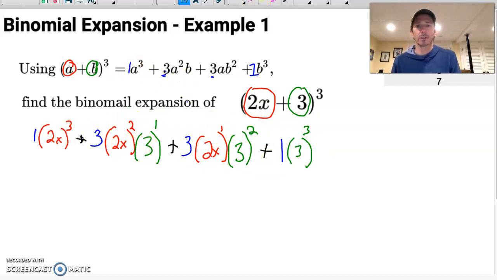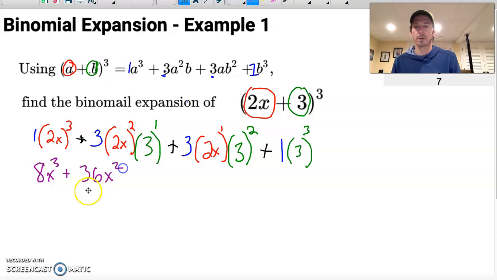Now I can actually simplify this thing. And this is where you've got to be careful, because this is what messes everybody up. This 2x is being cubed, so I've got to cube the 2 and the x. So this term becomes 8x cubed. This 2 is squared, so it becomes 4. 4 times 3 is 12. 12 times 3 is 36. So this one becomes 36x squared.